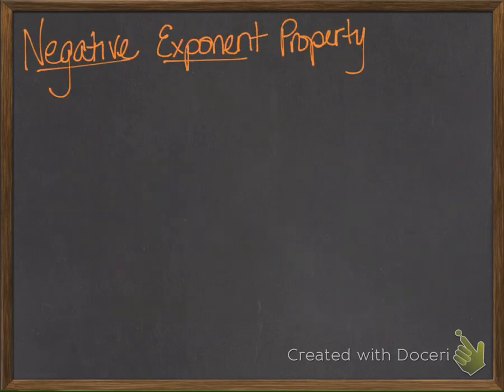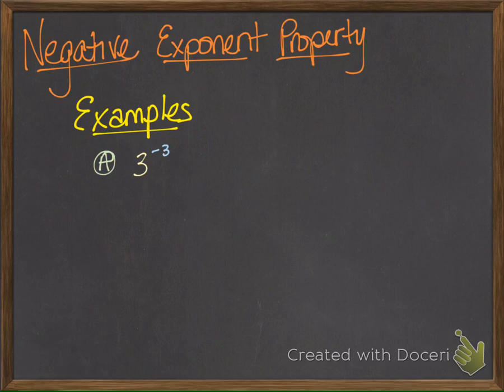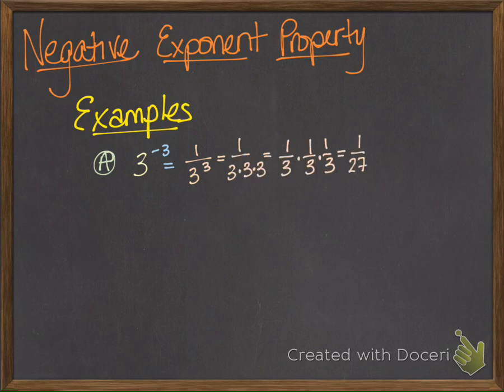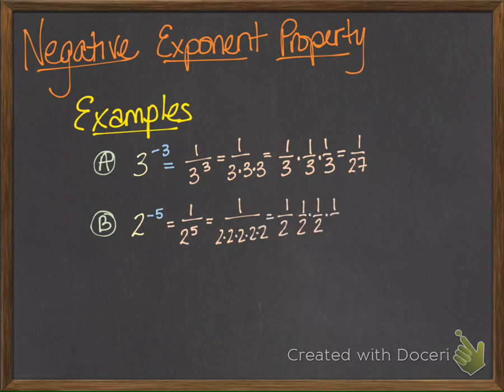A couple of examples for us. 3 to the negative 3rd. Following the rule that we just had, I should rewrite it as 1 over 3 to the 3rd power. That's 3 times 3 times 3, which is 1/3 times 1/3 times 1/3, which is 1 over 27. All of those representations are equivalent. If I have 2 to the negative 5th power, I could rewrite it as 1 over 2 to the 5th. I could write the repeated multiplication. I can understand that that's really just 5 fractions, all 1/2, being multiplied. It's 1 over 32 when it's evaluated.